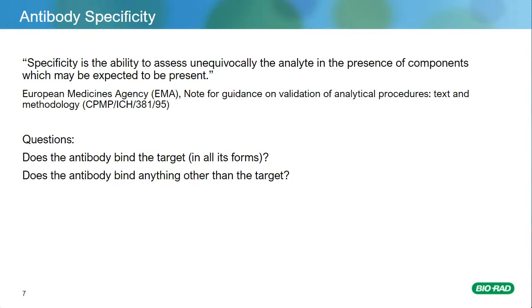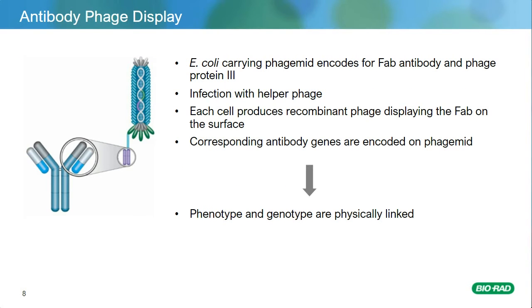The ability to guide and influence the specificity of the antibodies that we generate during our library screen really comes down to the nature of the technology we use, which is phage display. For anyone not familiar with phage display, at its most simple, it's a physical link between genotype and phenotype. So displayed upon the surface of the phage, we have an antibody fragment. It's the fragment of antigen binding, or the Fab as it's known. And then within the phagemid, or the phage genome, we have the gene encoding that particular antibody fragment.